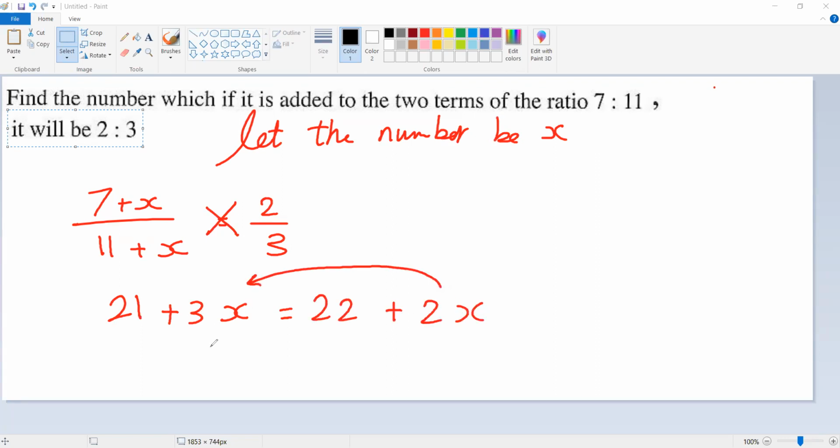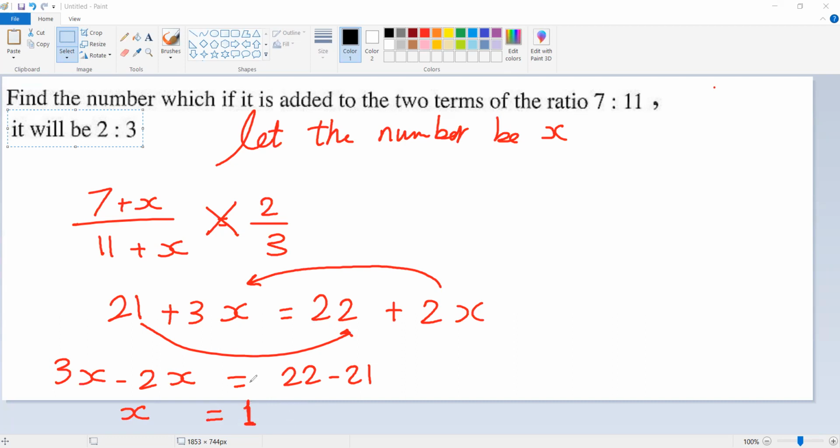Move 2x to this side and move 21 to this side. So 3x minus 2x is equal to 22 minus 21. 3x minus 2x is x. 22 minus 21 is equal to 1. That's the value of x.